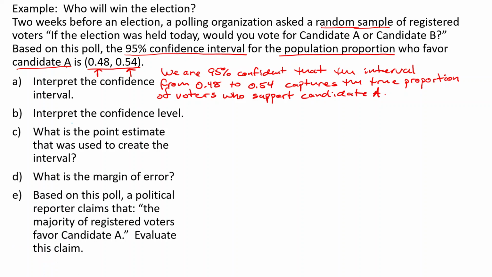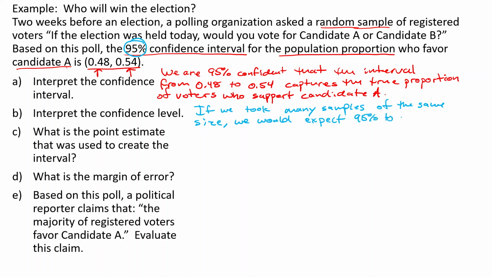Next up, all right, it's always the same sentence. Interpret the confidence level. All right, so if we took, I'm going to go with the many samples. Doesn't say the sample size, does it? So of the same size, we would expect, and let's see, what percent are we? 95% to capture or contain the true proportion of voters who favor candidate A. I'm just going to say A. All right, so there's our confidence level sentence.